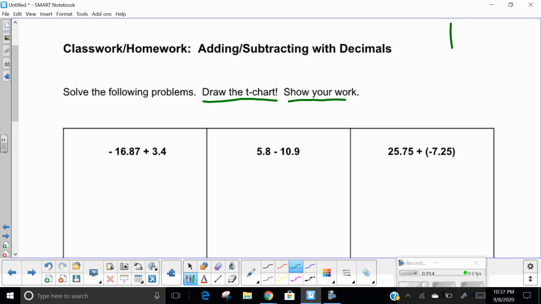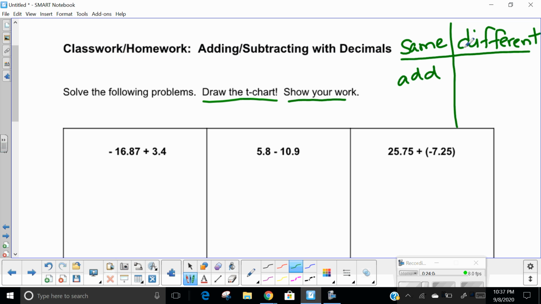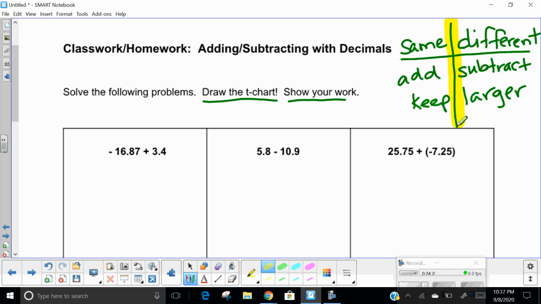Let's draw the T-chart. We use the T-chart for adding because there's a big plus sign in the middle. We say same sign, add, different signs, subtract, same sign, keep the sign, different, keep the larger. Okay, now remember, we're going to use that when we are adding because we have this big plus sign in the middle of our T-chart. So that means add.